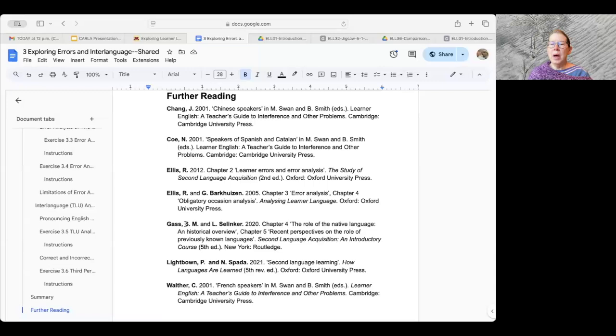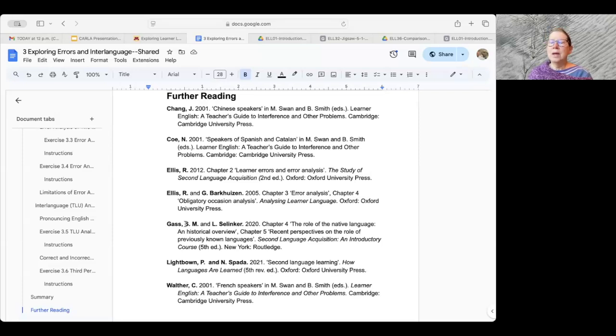I have used this in my SLA class multiple times, and I typically taught that class with the main text being the Lightbown and Spada, Second Language Learning. And a lot of the chapters, as Elaine pointed out, our chapters are tied to their chapters. So we can walk through how do you do an error analysis?